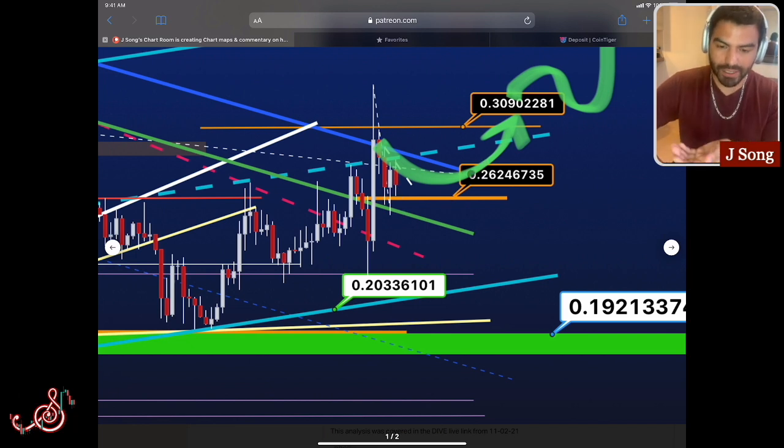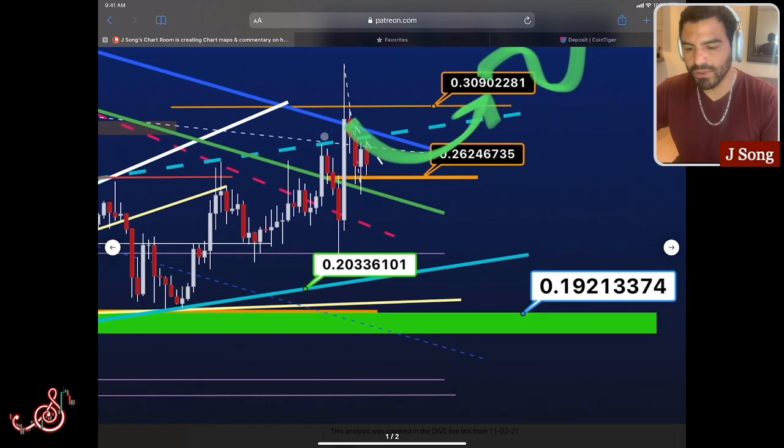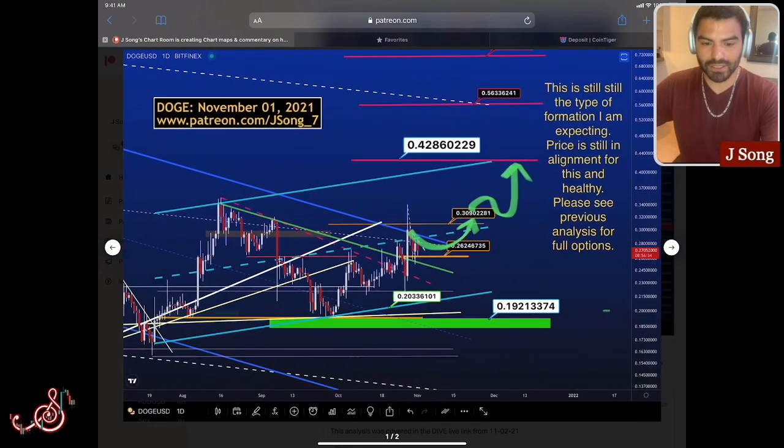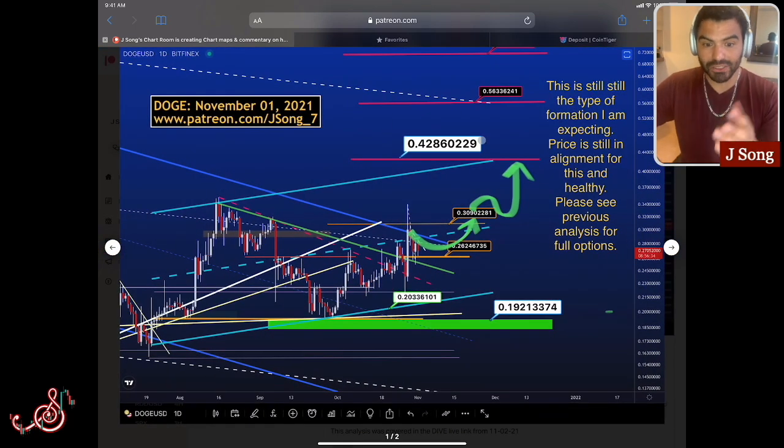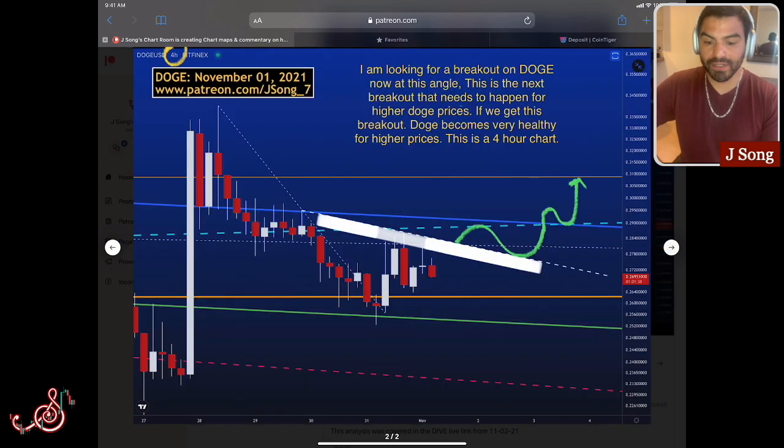If we kind of are shaped around that level right here, something like this, that gives us strength to pass the blue line again. Because we penetrated the blue line once, price is not scared of breaking it again. So this was as of November 1st. Today is November 4th. These are new added levels of support and resistance. Again, this is the type of pattern that we're still needing to move up.